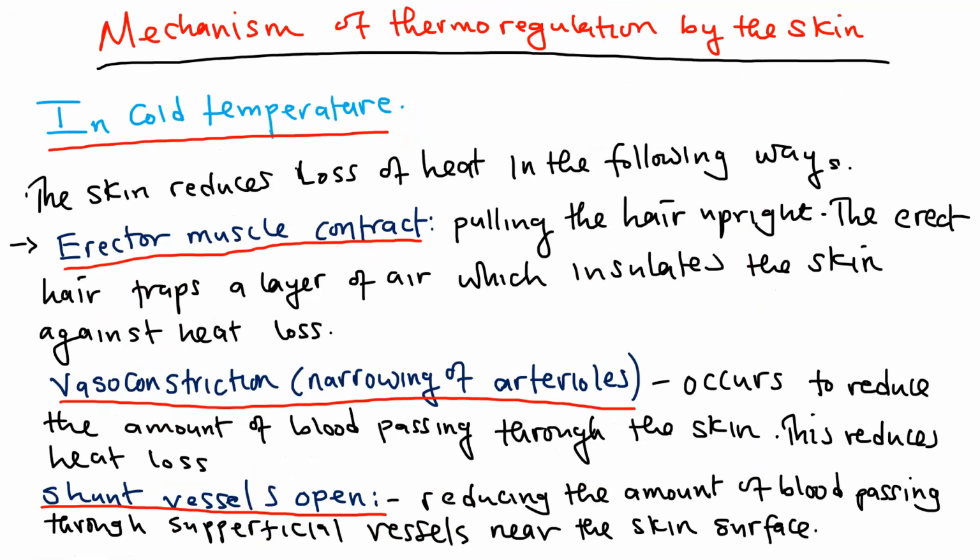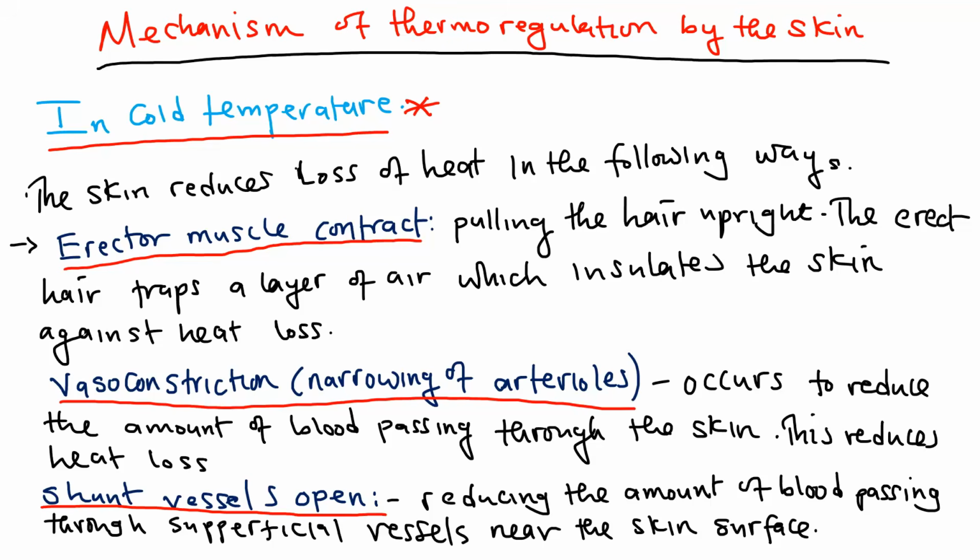Let us focus now on the mechanism of thermoregulation by the skin. How is temperature maintained by the skin? Let us look at the first condition that we have here, that is, cold temperature. What happens in cold temperature? When it is cold, the body, or the skin, will act in a way to make the skin warm, or to prevent the loss of heat, hence keeping the body warm.